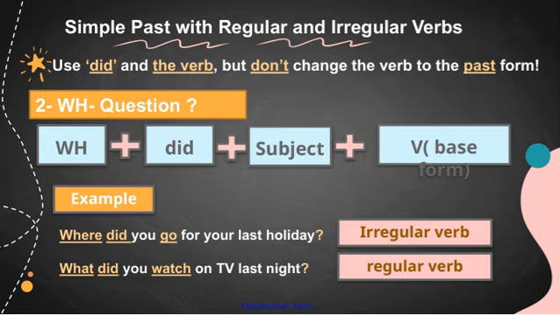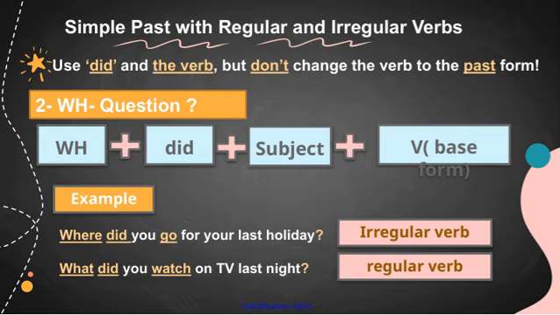Again, did is the key here, and the verb go remains in its base form. This pattern is used both with regular and irregular verbs. The important thing to remember is not to change the main verb into the past tense when using did. It stays in its base form.